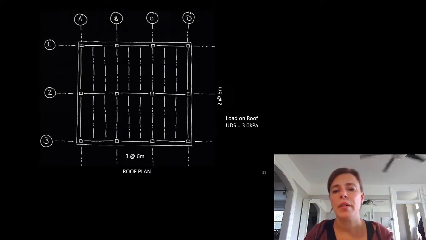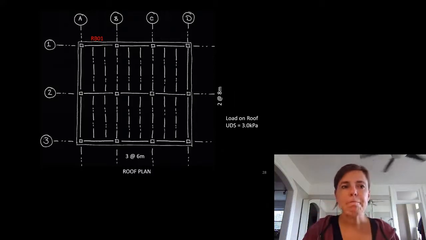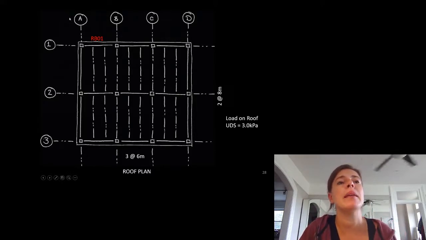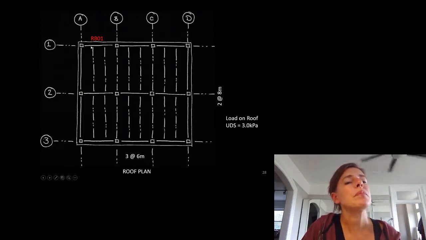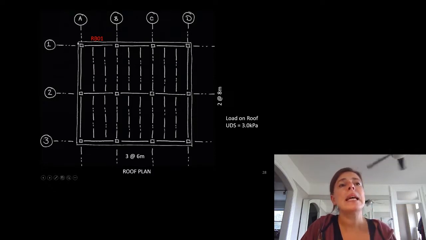Let's look at another element. Let's look at a beam. So let's look at RB01 or roof beam 01 because that's the first beam we're looking at. It looks like it is 6 meters long. It spans from grid line A to grid line B, and each bay was 6 meters. And this beam is picking up a portion of this roof. It looks like it's picking up all of these beams right here. So we would say it's picking up half of this joist and half of this joist. Essentially, it's picking up this zone of roof.